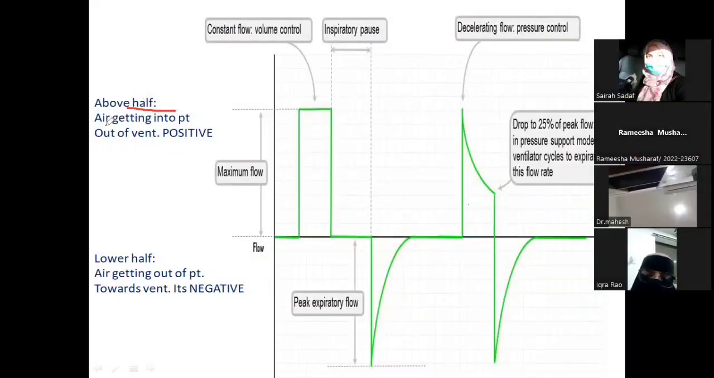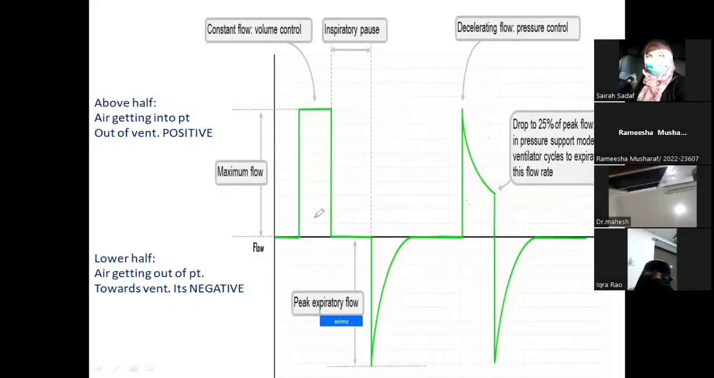The upper half, where the air is getting into the patient, out of the ventilator, towards the patient, away from the ventilator, will produce a positive deflection. Now, the lower half, air is getting out of the patient, going towards the vent, so it will create a negative deflection. Expiration, this is inspiration. All right.